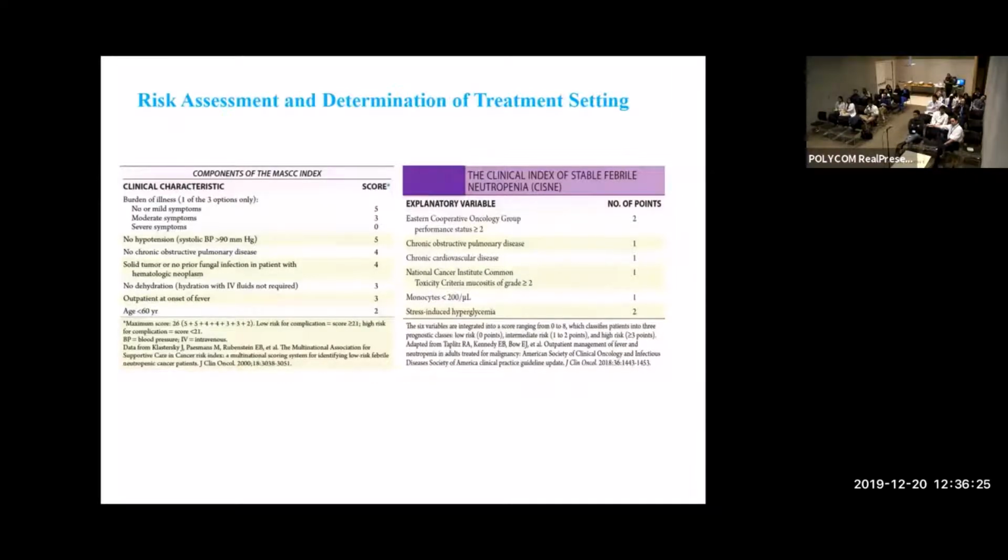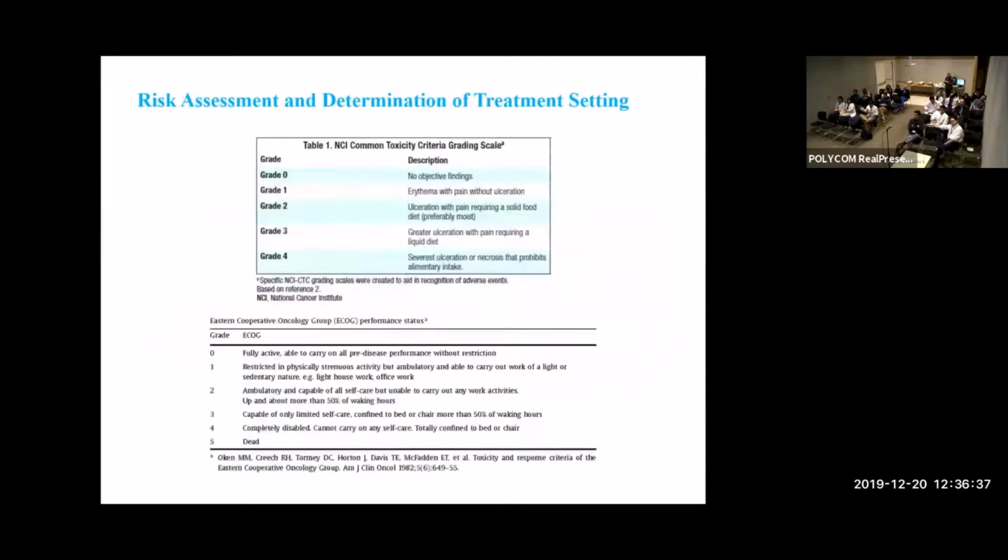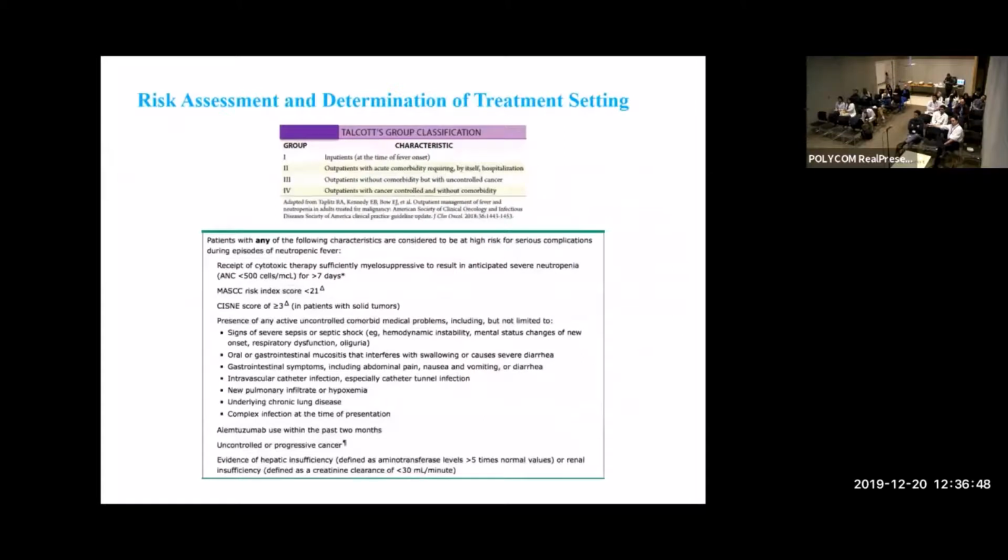And the CISNE score is also another tool. Within the CISNE score, you will be asked to assess other scores, like the Eastern Cooperative Oncology Group Performance Status, which is right here. And also the degree of mucositis; if patients have mucositis, that also has an impact on the stratification of these patients. Also, where the patients develop this fever matters, so the Talcott's group classification addresses that issue.